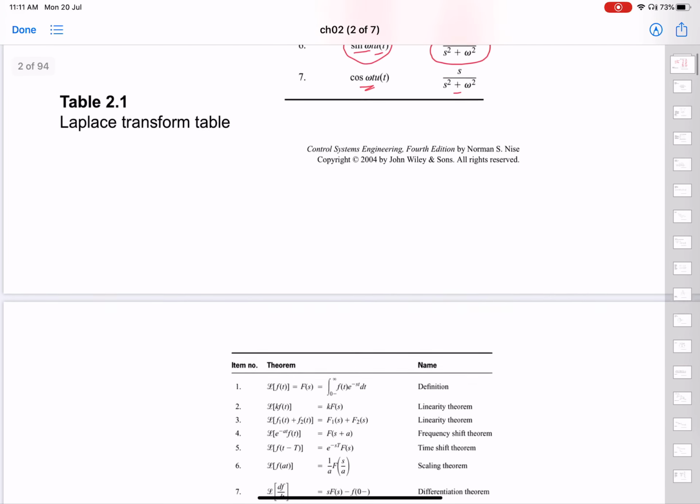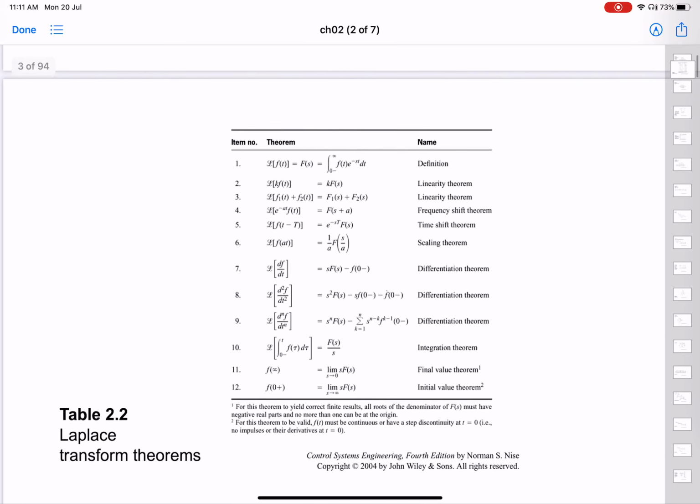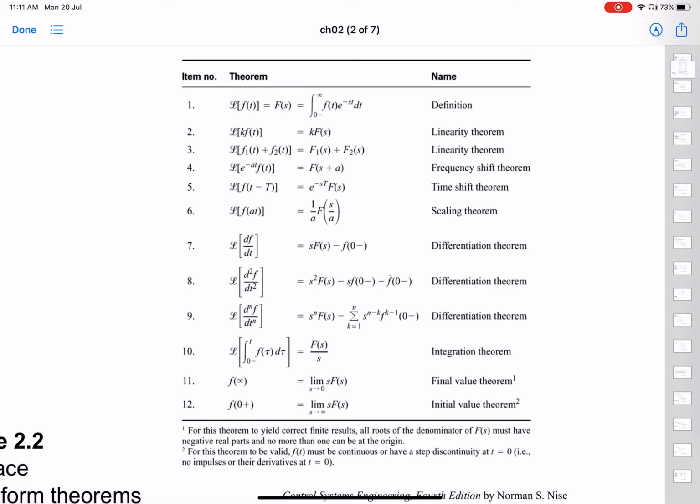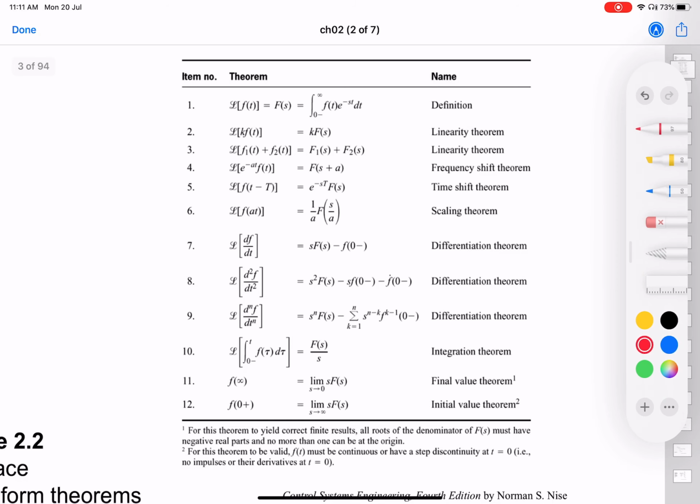You'll also have to revise some of the basic properties of Laplace transform, the basic theorems of Laplace transform. So, for example, what is the definition? How is it a linear transformation? What happens if you shift the frequency by a, or you're multiplying by an exponential term? So Laplace transform of e to the power minus at f of t is F of s plus a.